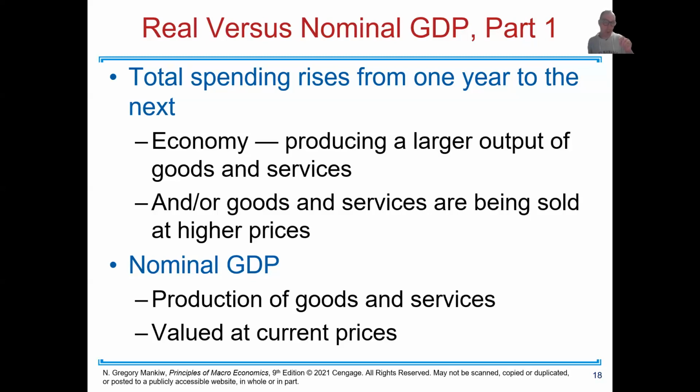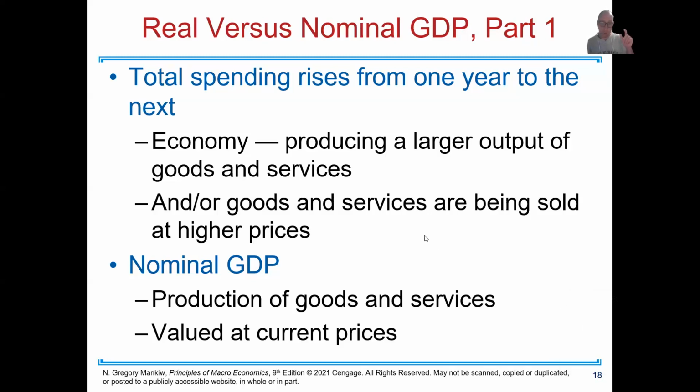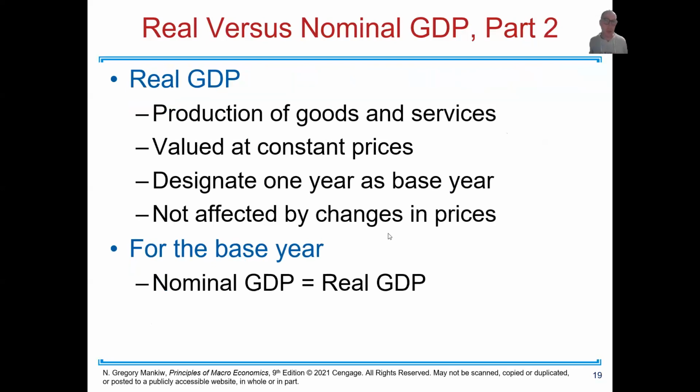So nominal GDP looks at things in terms of the value at current prices, and real GDP looks at value in constant prices. That's the primary difference between the two. So nominal is more like incremental. Real is based off of production of goods and services at its real values.